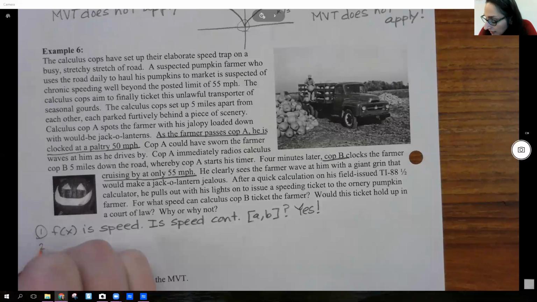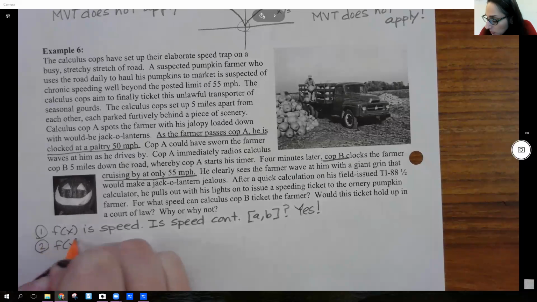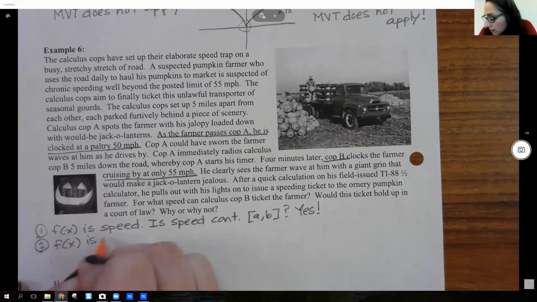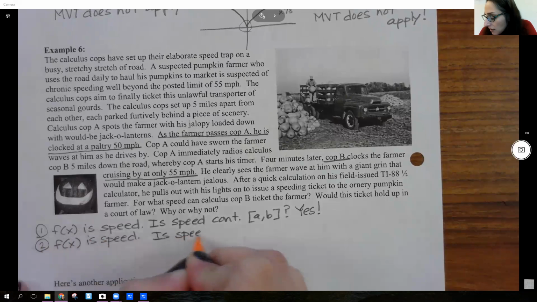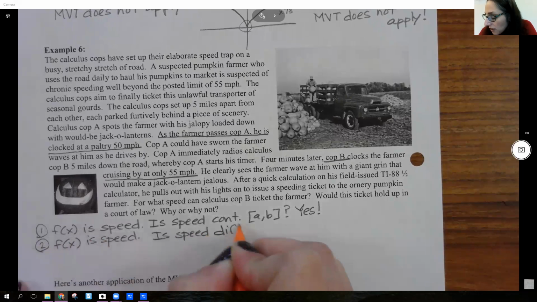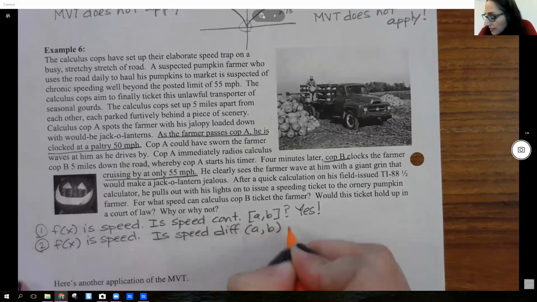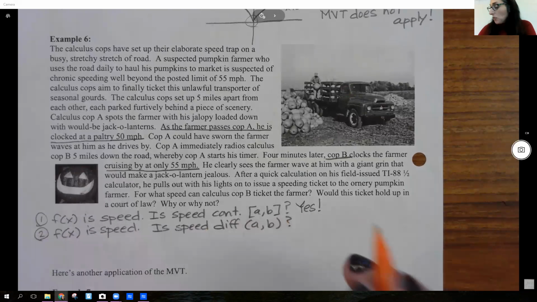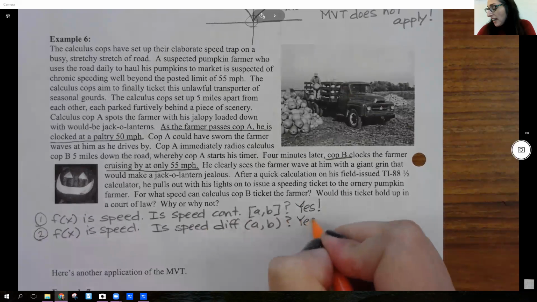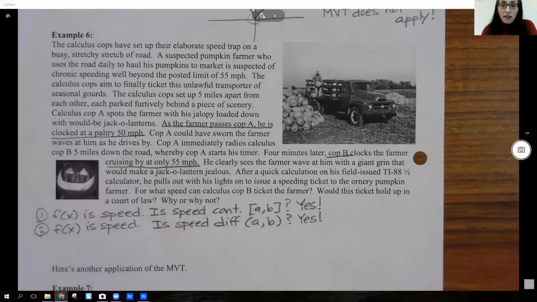All right, the second thing, f of x is the speed. Is speed differentiable on an open interval from A to B? So is speed a smooth continuous curve? Yes, it is. You can't make sudden jumps in speed. There's no vertical asymptotes with speed. So yes, mean value theorem does apply here.